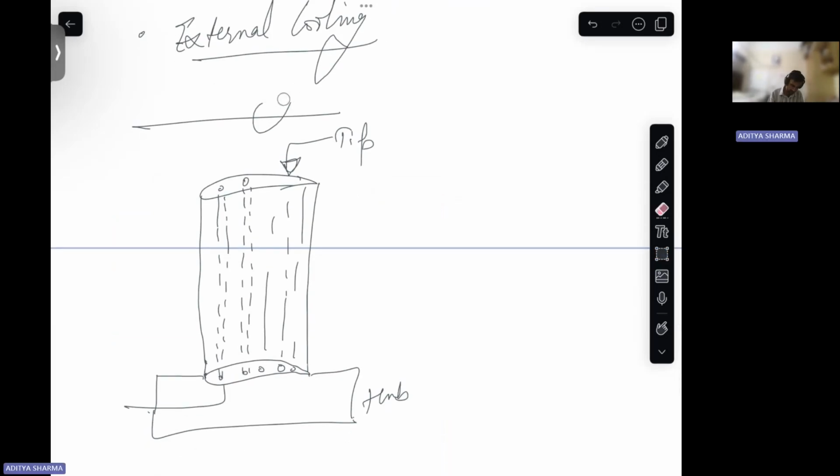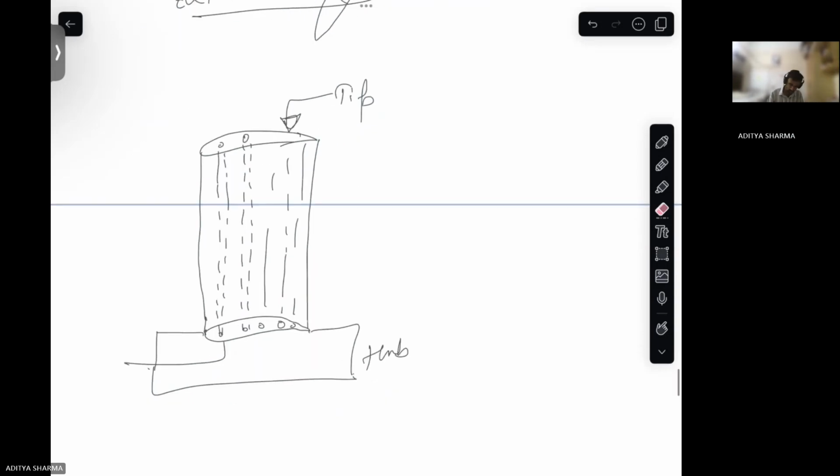So what happens is, at the surface also you have some opening. So this air that is coming from here, let's say it is coming here, it will go out here also. So this will create some layer on this surface. So it will pass through the surface also. So this basically is external.